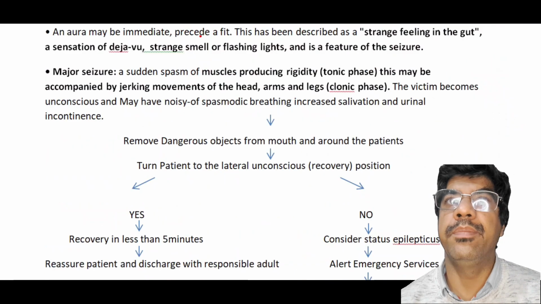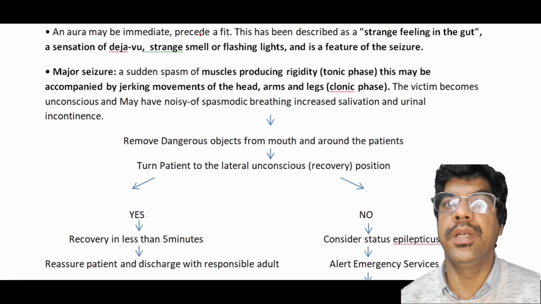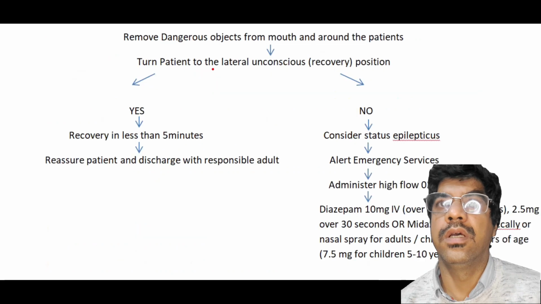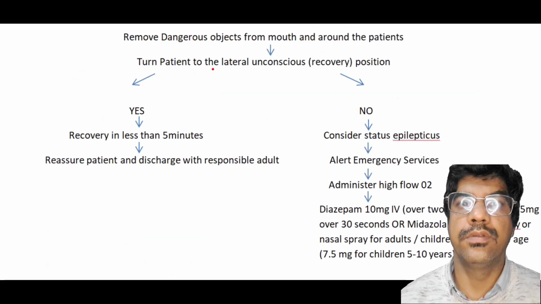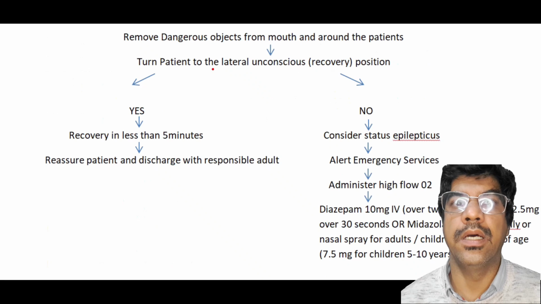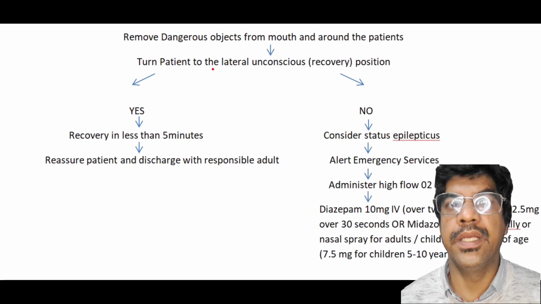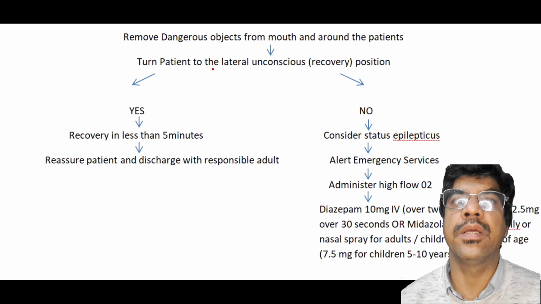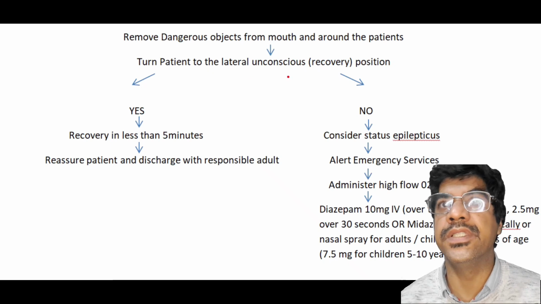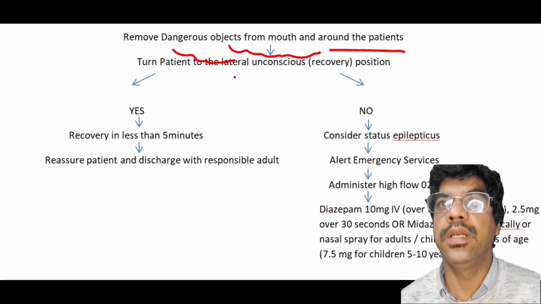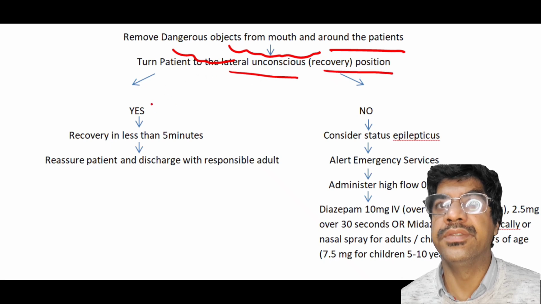So what is the treatment? Maintain a patent airway, ensure adequate breathing, prevent bodily injury during the convulsion, remove any dangerous objects from the mouth and around the patient. So turn the patient to the lateral recovery position. If there is recovery in less than 5 minutes, then discharge the patient.